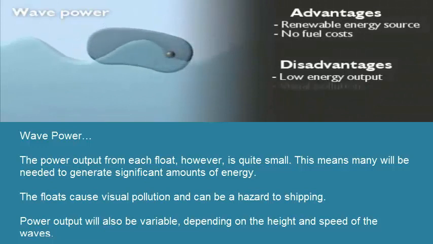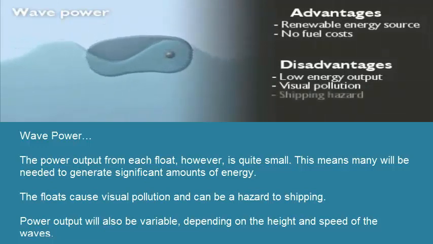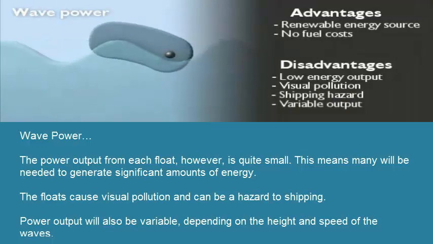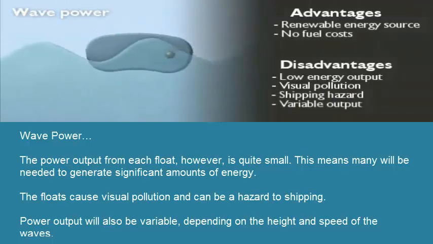The floats cause visual pollution and can be a hazard to shipping. Power output will also be variable, depending on the height and speed of the waves.